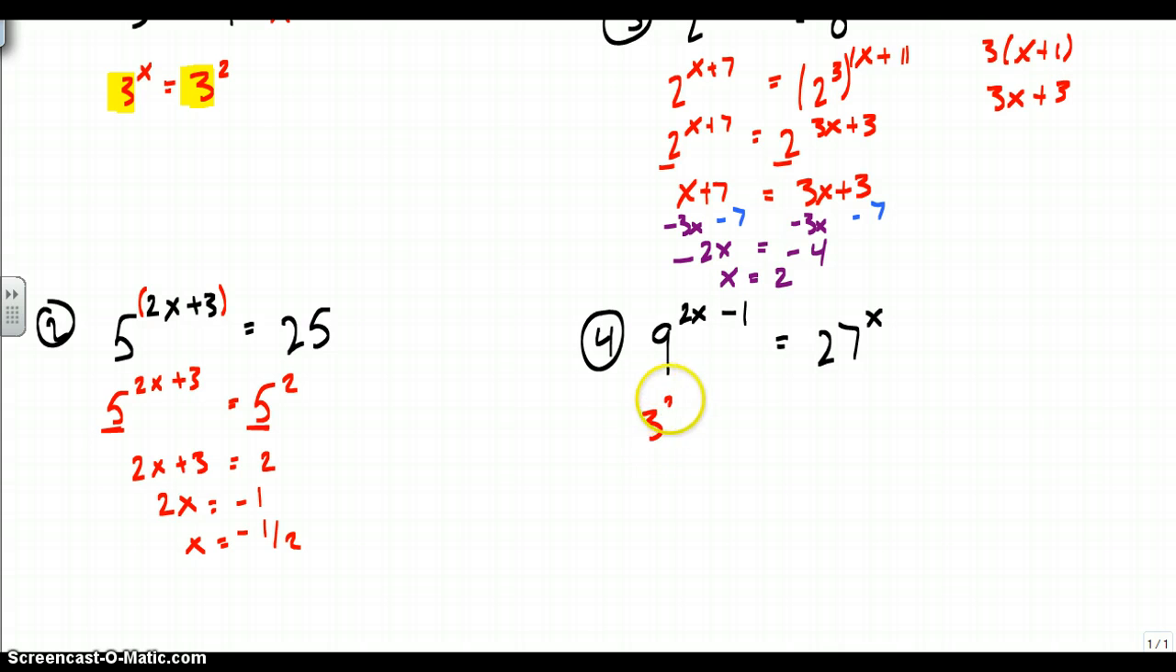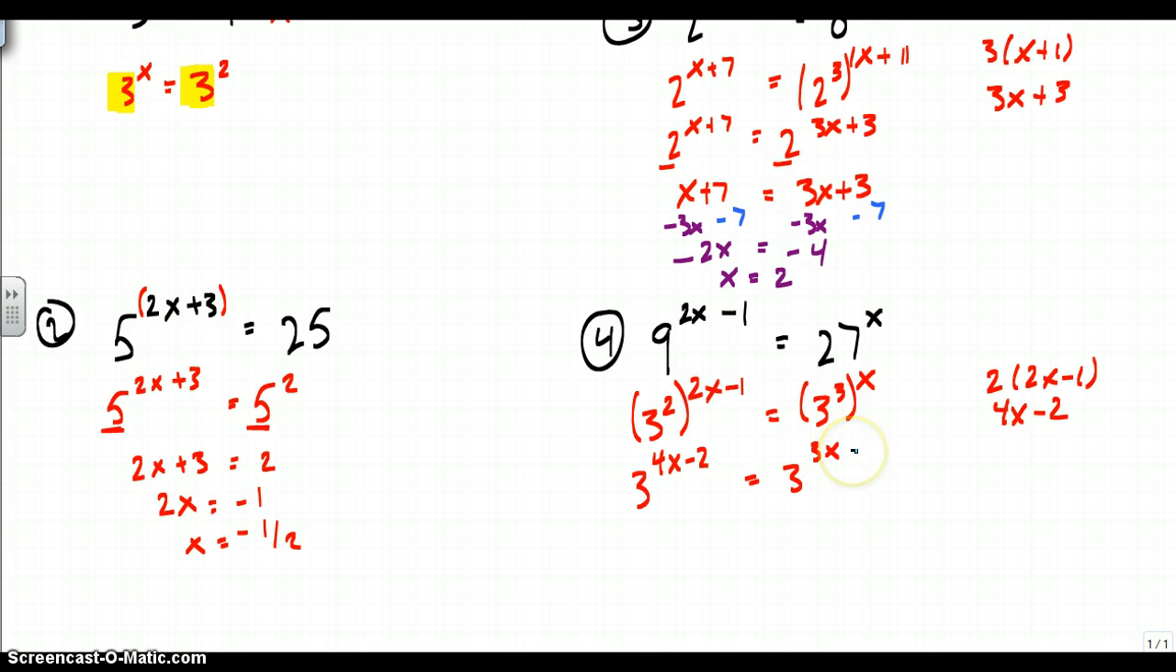3 squared equals 9. And in the previous step, the 9 was raised to the 2x minus 1 power. Okay. We're going to rewrite 27 with a base of 3 also. And 3 to the 3rd power equals 27. So that's 3 to the 3rd, and that's raised to the x power. All right, so now I'm going to distribute. I've got a power to a power here, so it's going to become 3, and I'll do this out to the side, 2 times 2x minus 1. So that's 4x minus 2. So this is 3 to the 4x minus 2 power equals, and this is just 3 to 3x.